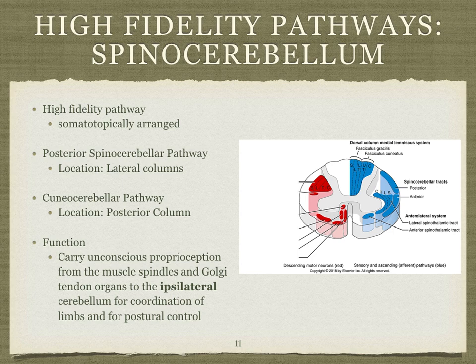Now, on our slide, we can see our posterior spinocerebellar pathway is going to be in that lateral column. In the picture over on the right, we can see that the posterior one is mainly in that posterior lateral positioning. And then our cuneocerebellar is going to be in the posterior column, which is not mentioned on this picture in particular. It's just associated in your book with the spinocerebellar functioning.